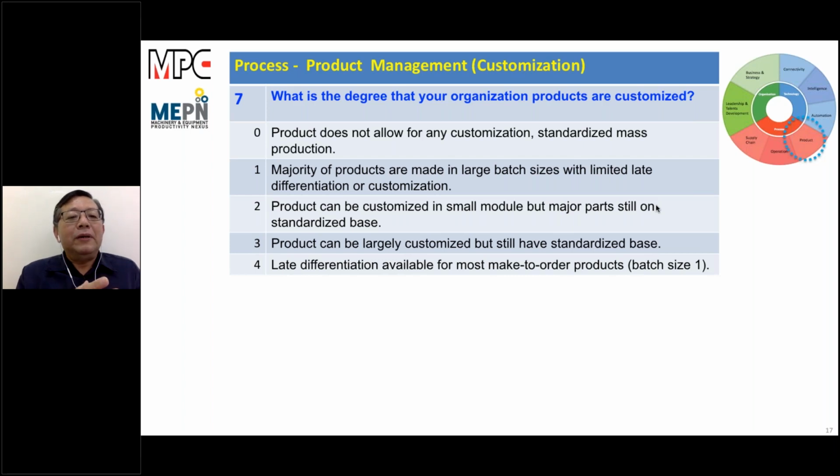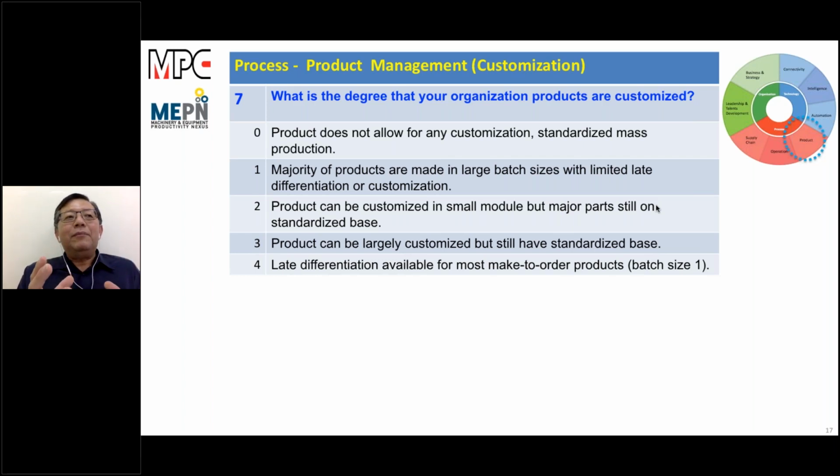Okay. Number 2 is the product can be customized in a small module, but the major part is still on a standardization base. It means I have some part I can customize for the customer, but most of my major business is still standard parts. Okay, that is because of some circumstances, because you are my old customer, so I can entertain you with a small batch, but my business still runs more likely on the standard product. Okay, grade 3 gives you a product that can be largely customized, but still has a standardized base. It means I still have my base. I mean, 40% of the design I still hold.